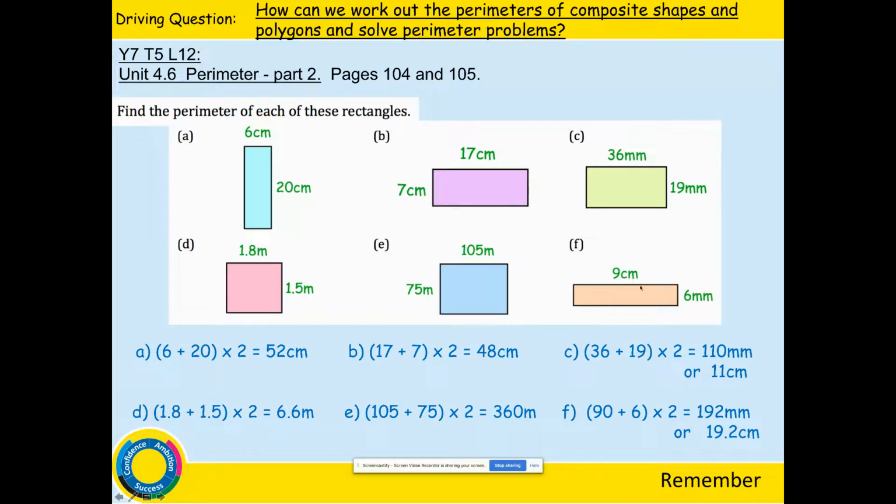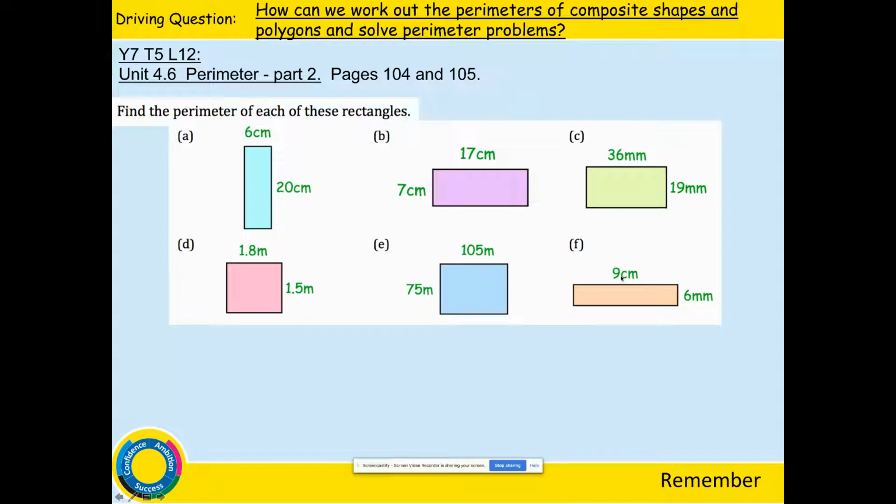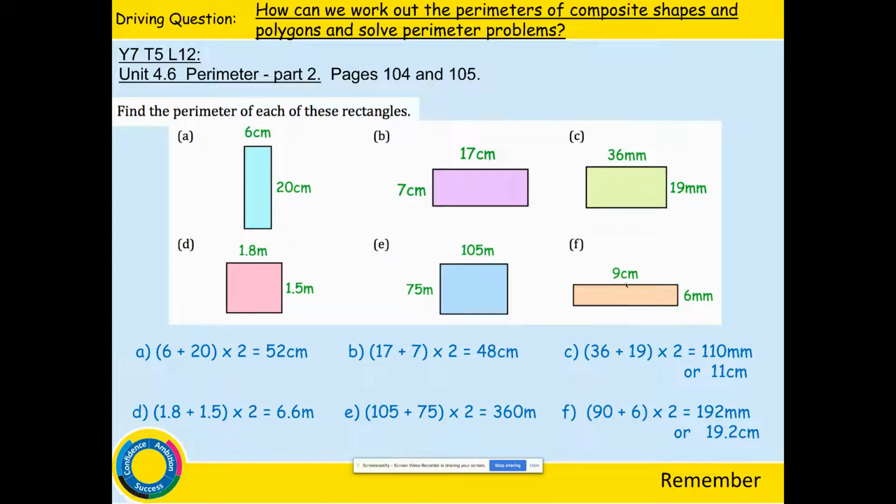We've got 9 centimeters, add 6 millimeters. So you've got to convert to one or the other. Convert this to millimeters. You will have 90 because you're going to multiply by 10. So that 9 will move over one place and you'll fill up the gap with a 0. So you've got 90 millimeters, add 6 millimeters and double it, you will have 192 millimeters. If you wanted to then divide by 10, you would have 19.2 centimeters.